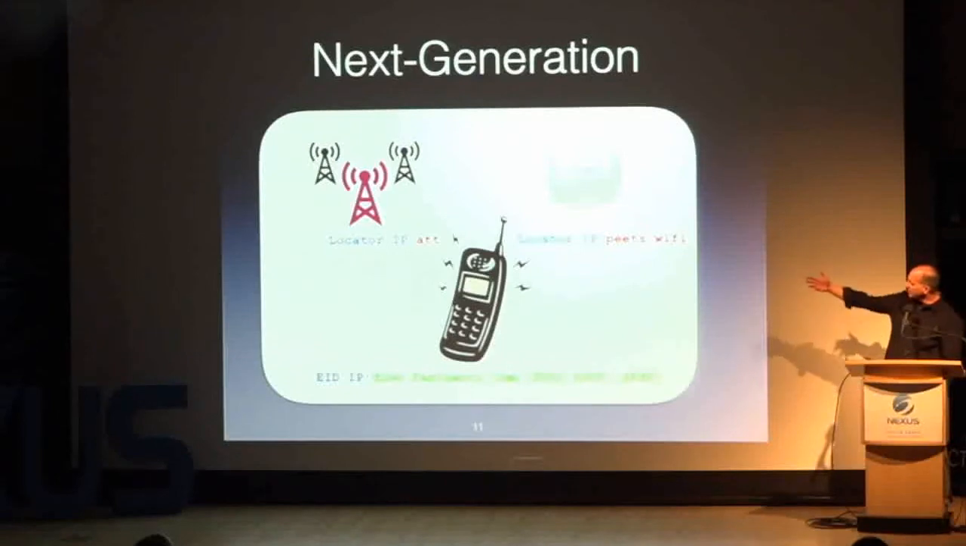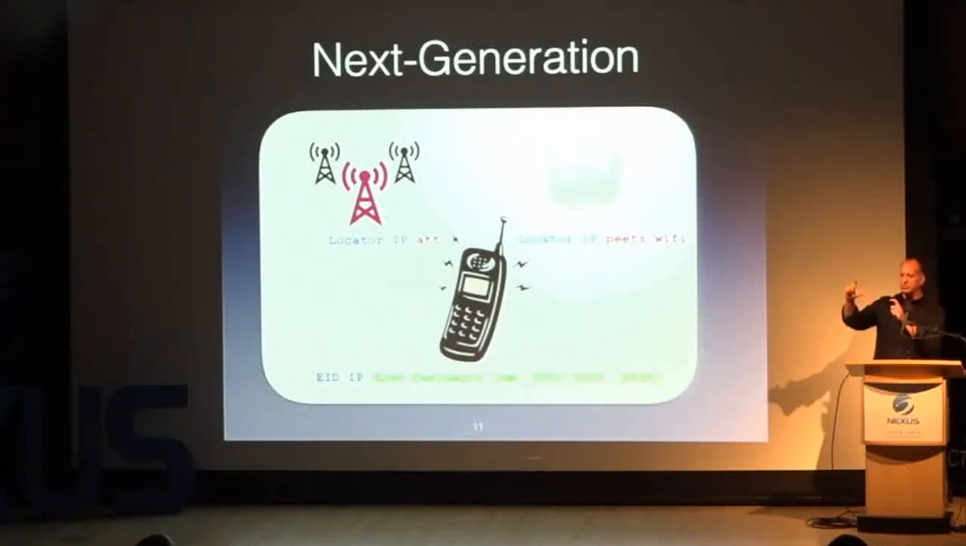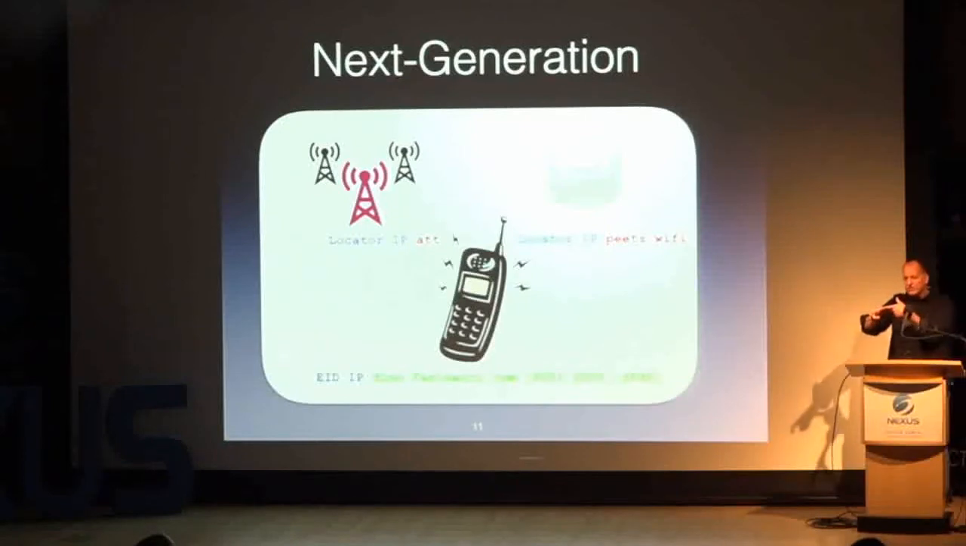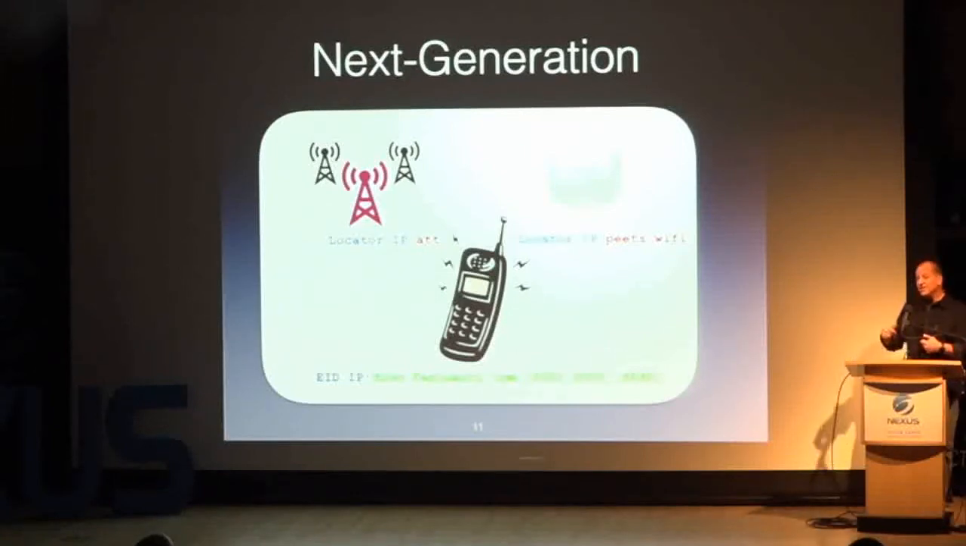And then the mapping database returns these. And then what we do is we use encapsulation. We put another IP header on that packet that the cell phone originated in. And the outer header contains the locators that go through the network. And what's on the inside of the header are the EIDs. So that means the core network doesn't have to know anything about EIDs.